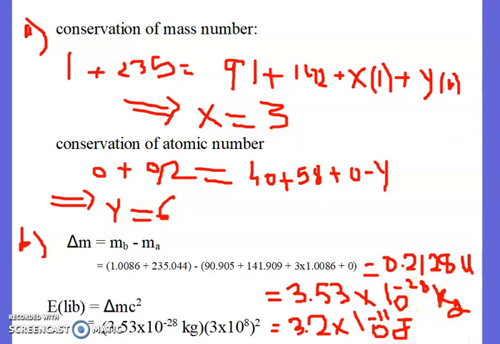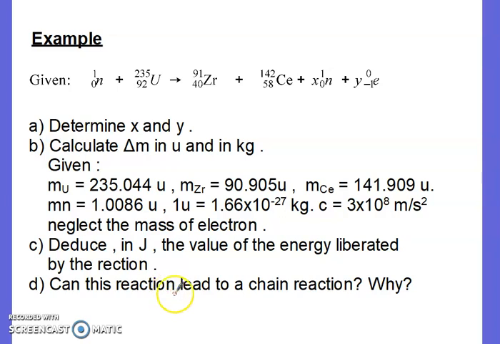Now, the question is, can this reaction lead to a chain reaction as we see in the video? Why? Yes, it can. Why? Because this reaction liberates more than 1 neutron. It liberates 3 neutrons. Clear? So yes, it leads to a chain reaction.